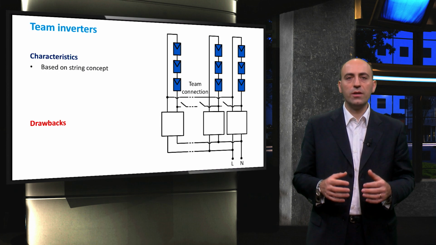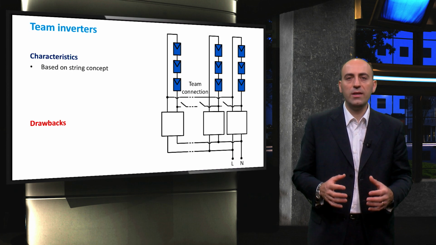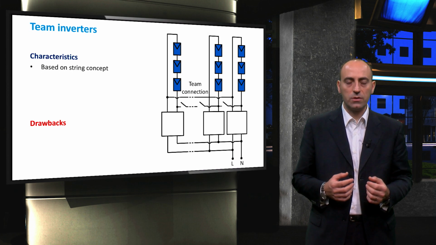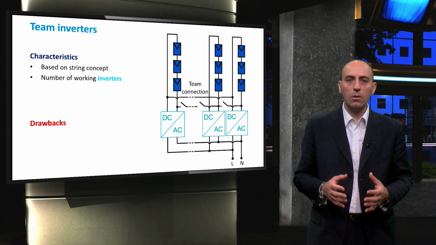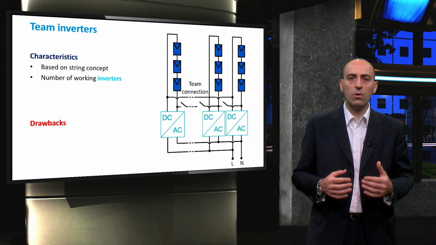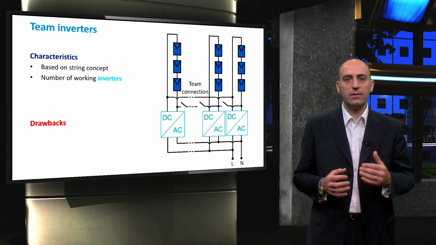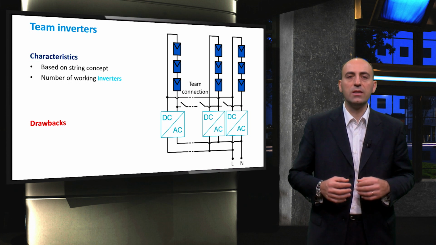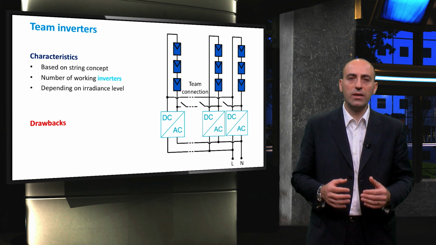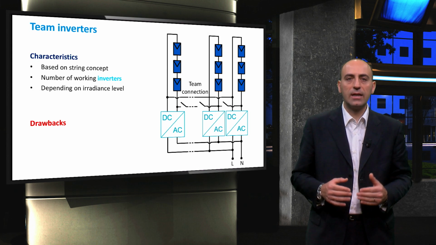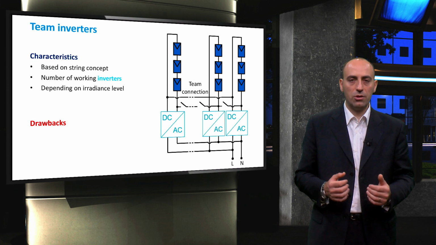Finally, based on the string concept, we have the team inverter configuration, suitable for places with variable meteorological conditions. Basically, it is a combination of several string inverters working with the team concept to reduce the overall losses, as any power electronic converter is designed such that it has maximum efficiency near full load. The concept of the team inverter is that each string is connected to a bus that is activated or not, depending on the amount of power that the PV modules are generating.